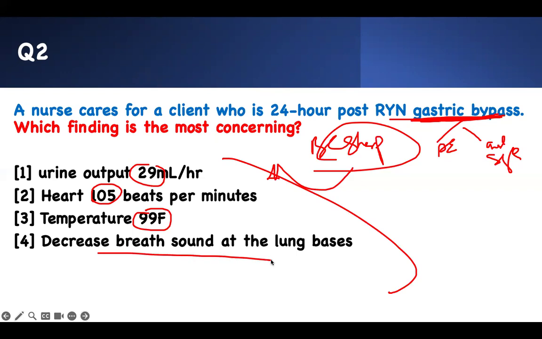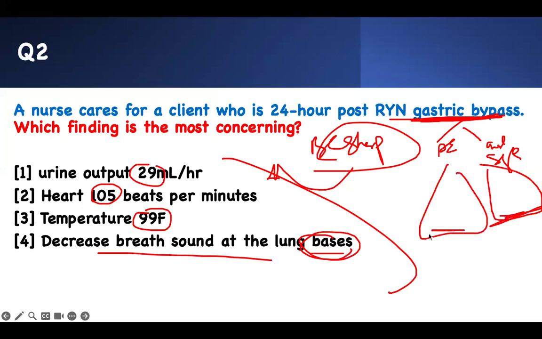Don't be trapped, okay? Which of these do you look at and say, hey, based on content, they just had surgery. You don't expect their lungs to be great at the base. Look at the decreased breath sounds at the lung bases. If I wanted you to know that the lung is infected or collapsed, I would tell you not at the lung bases. This is the lung bases, and you have atelectasis on the right after surgery. This is not the problem. Temperature is a little bit high. It's getting there, not too high, 99.